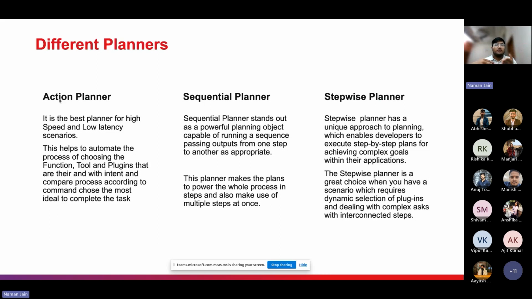There could be a scenario where you'll be using the intent part. Intent is basically the intention of the person. So the action planner will be finding the intent, and with the help of the description and the name that you have provided for the function, it will determine which function needs to be called. So it will automate everything.